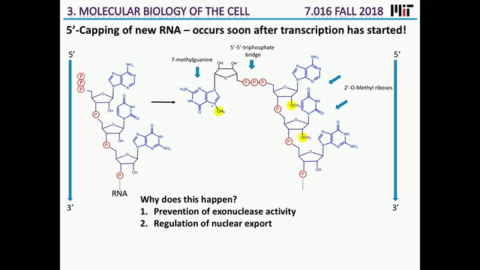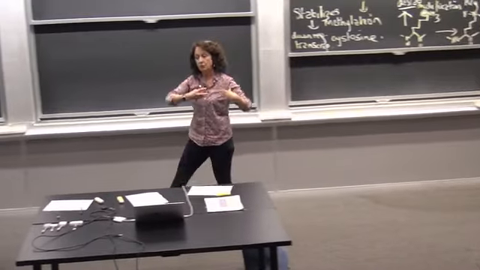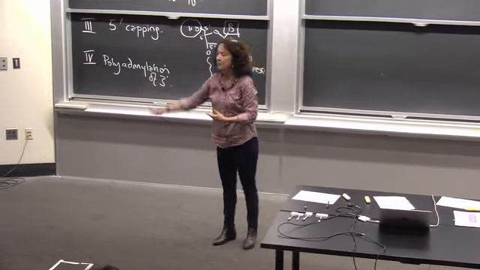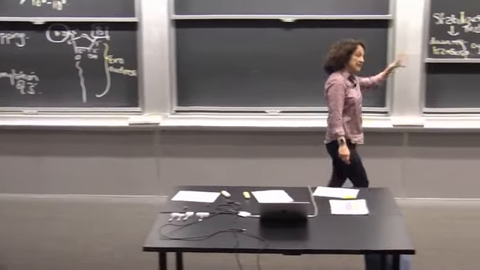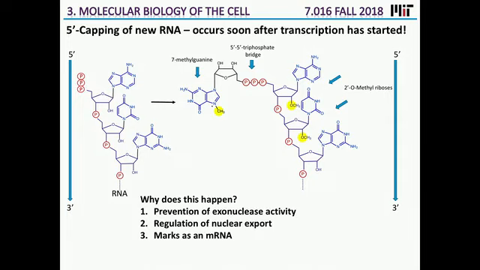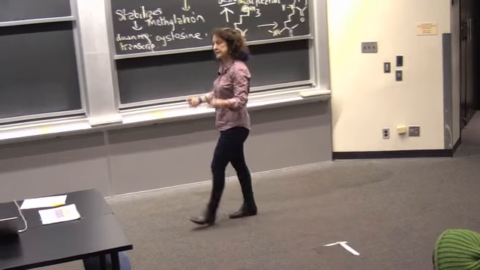But then it's actually quite important for regulation of when that messenger needs to leave the nucleus. There are proteins involved in helping export the messenger RNA when it's ready from the nucleus. So it's an important signal or recognition element. It marks this thing as a messenger RNA that's going to be important in translation. It gives it an identity. And then finally, in the next step, it can actually promote translation. So all of these things are useful.